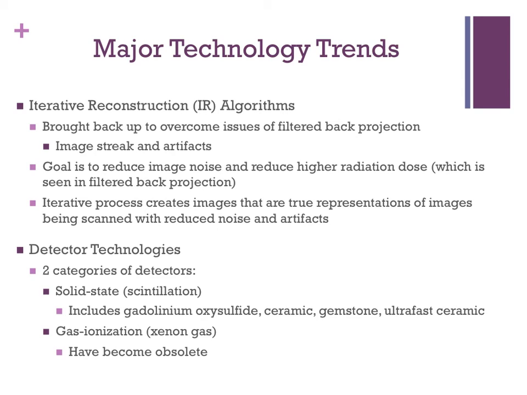There are two categories of detectors. There is the solid state or the scintillation detectors, and these have evolved from sodium iodide detectors that were used early on in the inception of CT, and they consist of scintillators coupled to photodiodes. Scintillators that are used by recent high-end scanners include gadolinium oxysulfide, ceramic, gemstone, and ultrafast ceramic. Another type of detector is the gas ionization, or the xenon gas, and these have become obsolete.